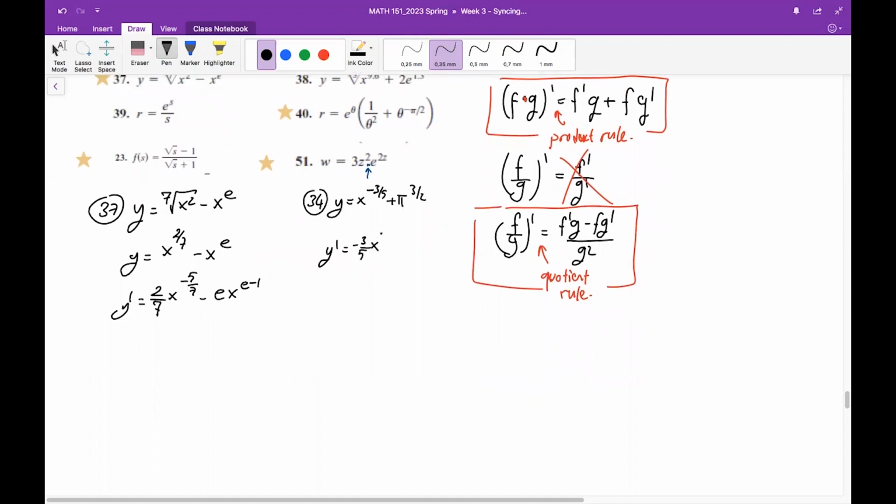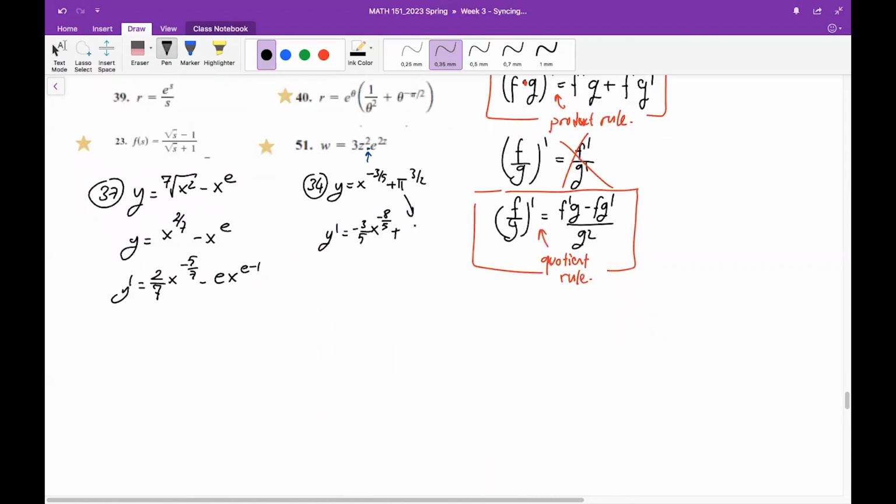The power comes down and you subtract 1 from the power, like this, plus, what is the derivative of this thing? You know, it's a constant real number, right? And the derivative of a constant number is 0. So you will just put 0 here. Okay, what else? Let's apply product rule to solve 40. Here, the function is given as, you know, this function, r. Function depends on theta, and it is given as e to the power theta, 1 over theta squared, theta to the power this, pi over 2.